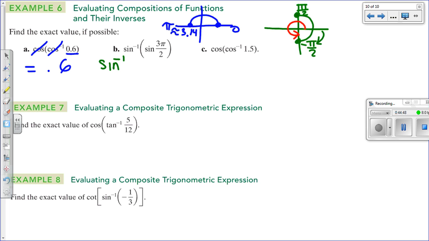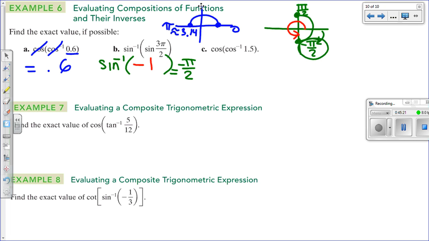So what is the sine at 3 pi over 2 right here? The y value will be right here. Follow the red angle. What is the y value at that point? -1. And now, what is the sine inverse of -1? Right here. So that will be -pi/2.